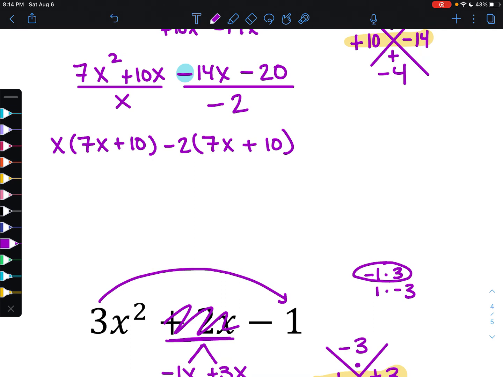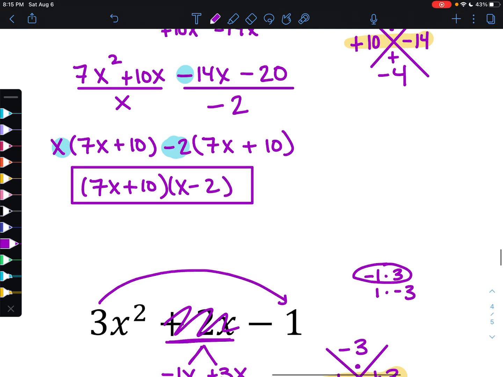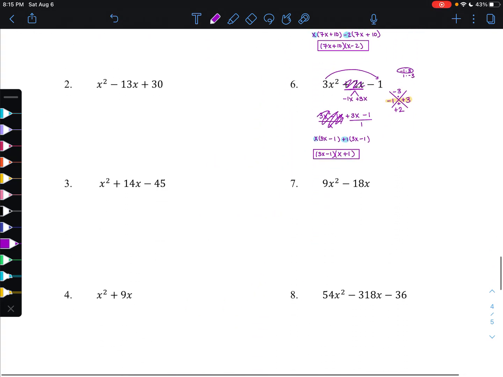And your goal is to have the same set of parentheses twice, which we have. So we're going to write that once. And then remember that we grab the leftovers and we make our second set of parentheses that way. And there you go.